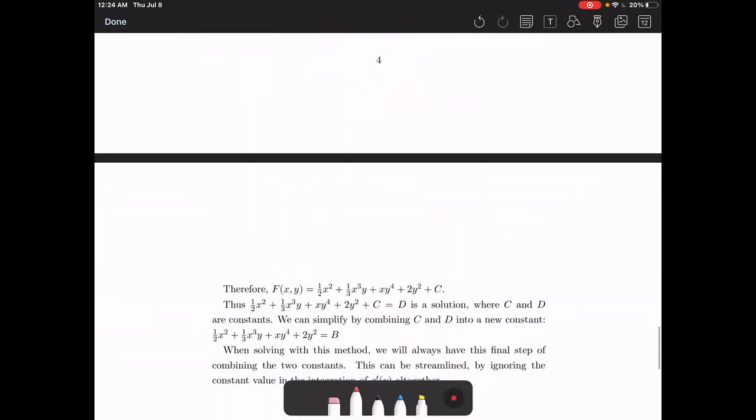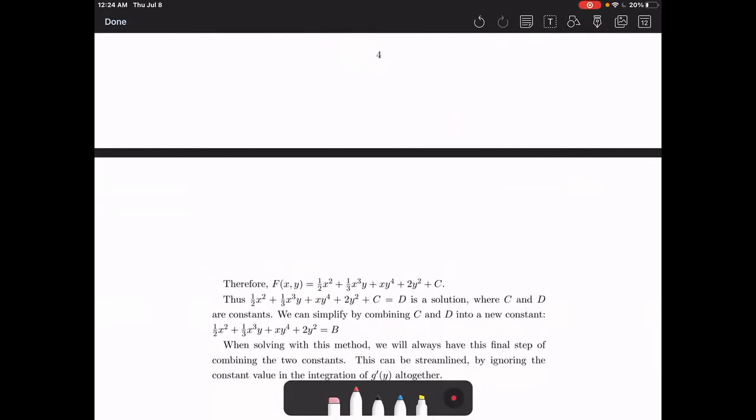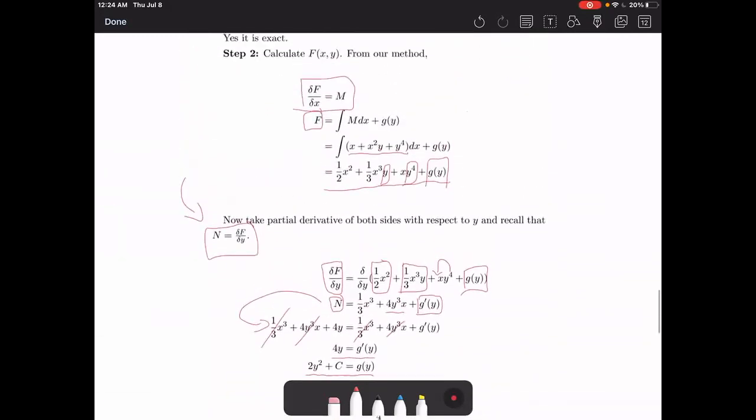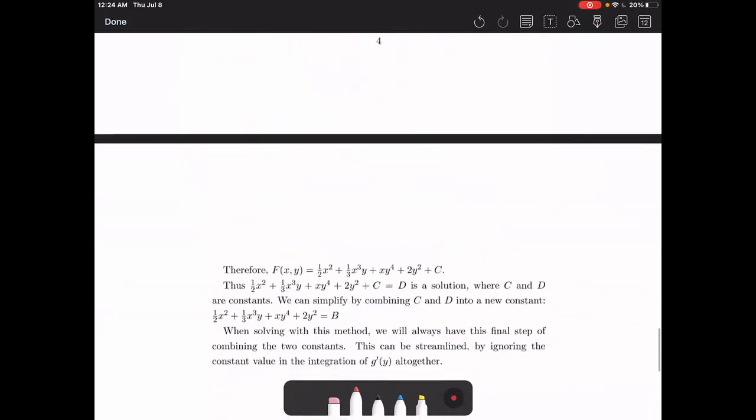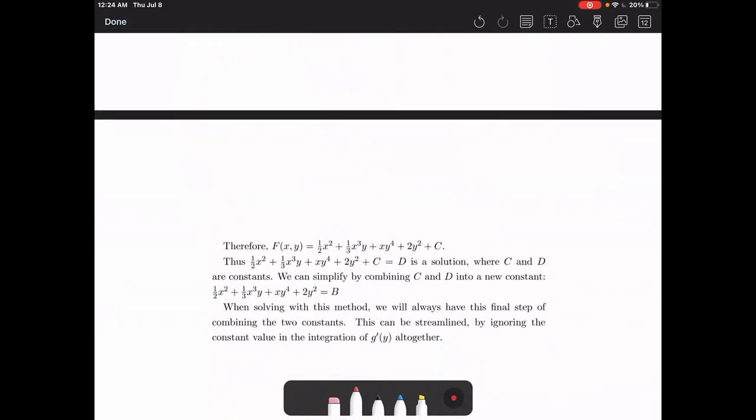Therefore, f of xy is equal to, let's find it here. It's this, but we now know what g of y is equal to. g of y is equal to 2y squared plus c. So we're going to combine it all together. And we're going to get f of xy equals 1/2 x squared plus 1 over 3 x cubed y plus x y to the 4 plus 2y squared plus c. Thus, if we set that equal to a constant, we get a solution where c and d are constants.